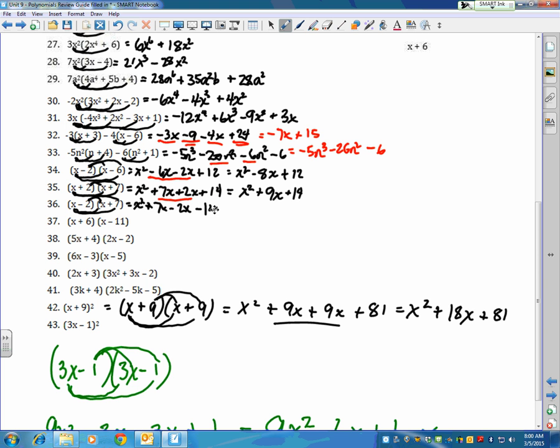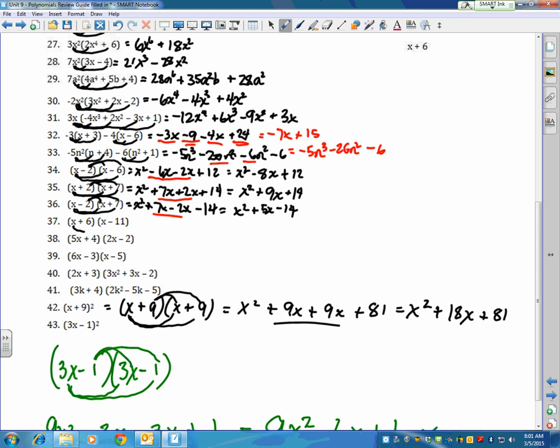Now this one looks very similar to the one above it, but one was minus in this case. So when you subtract, you'll get a different number in the middle. You'll still have x squared, but this time you'll have plus 5x, and you'll have minus 14. Almost said plus. All right, here we go.